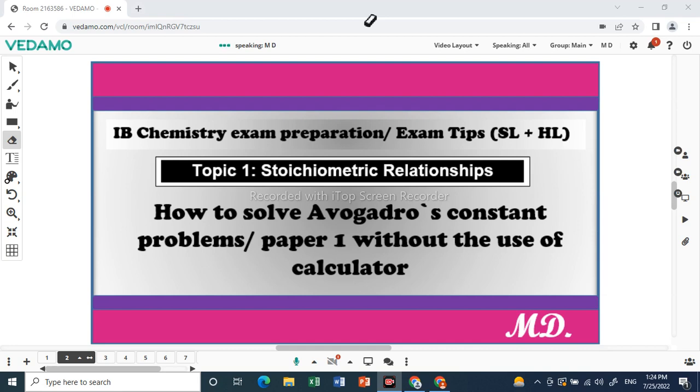Today I'm going to cover topic number 1, stoichiometric relationships. We will learn together how to solve Avogadro's constant problems. Through our lesson, we will apply on some past paper questions, which we found in paper number 1 for Avogadro's constant. And of course, here we need to remember that it's not allowed to use the calculator. So we will apply on all calculations step by step without the use of any calculator.